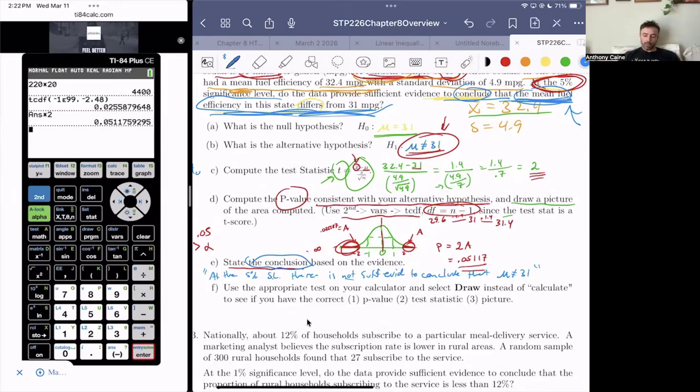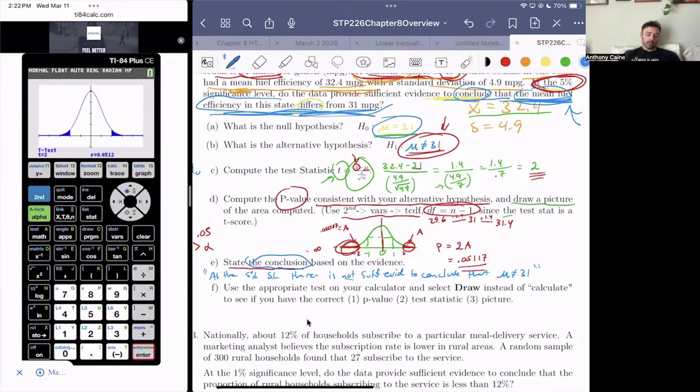Let's use the calculator now. So for the calculator, we're going to go stat, go over to tests. This is a t-test. We're going to enter statistics. The null hypothesis is that the mean is 31. The sample that we had was 32.4. Sample standard deviation, sample size, alternative hypothesis there. Go down to draw, and we get this exact picture. It's this bell-shaped looking curve.